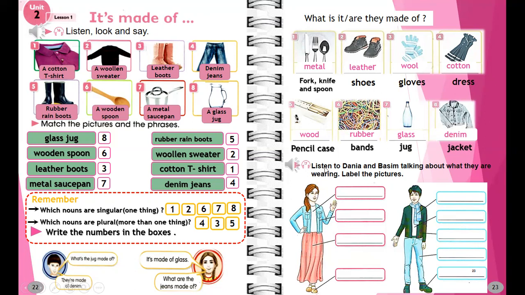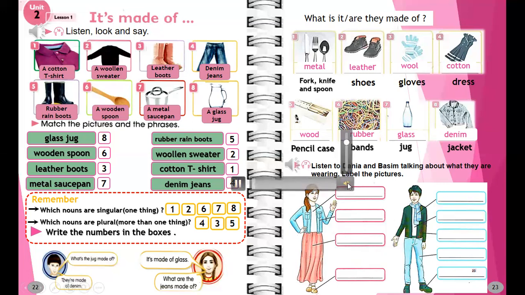Now in the second activity, it says listen to Dania and Basim talking about what they are wearing. Label the pictures, after listening to track 17. They will describe what they are wearing, using the following track. We will listen to the track, then we will label the picture.